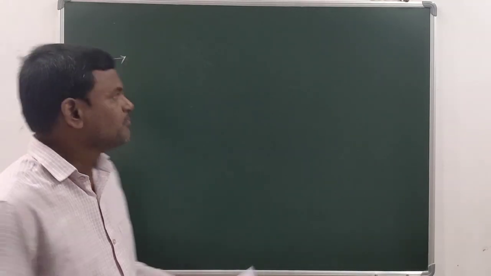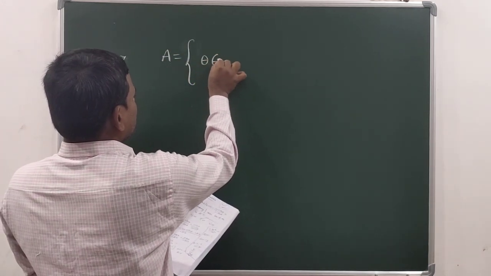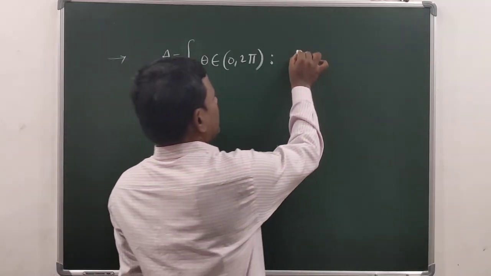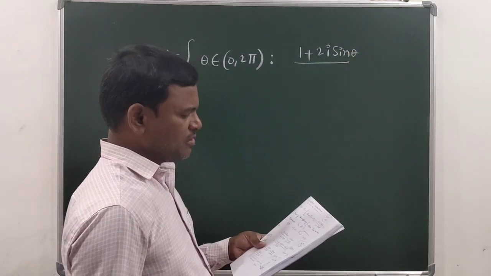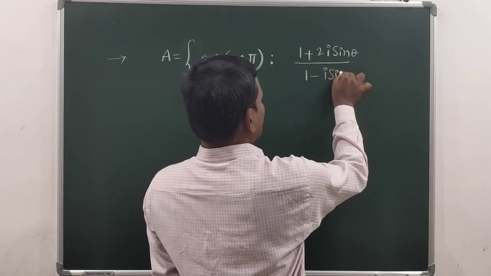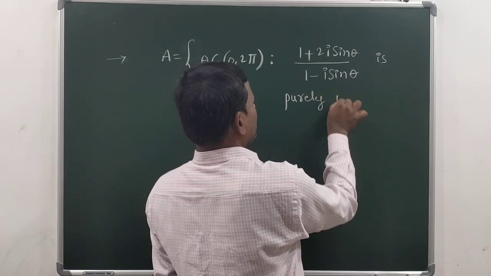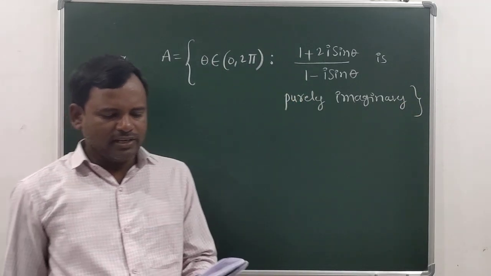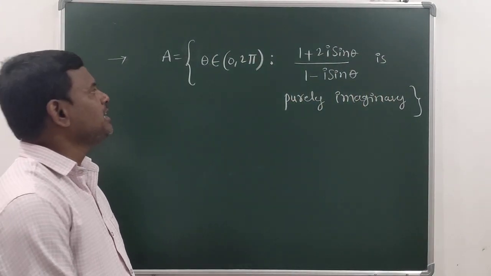Here one set A is given in the set builder form as A equals theta belongs to the open interval 0 to 2 pi such that (1 plus 2i sin theta) by (1 minus i sin theta) is purely imaginary. Then find the sum of the elements in A.